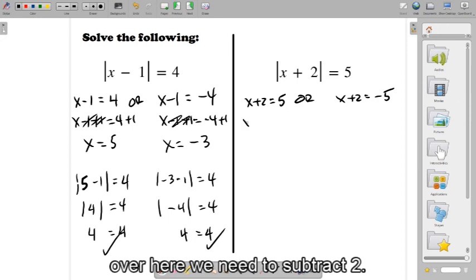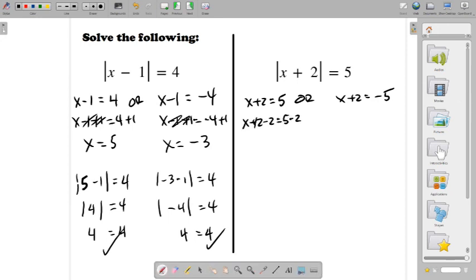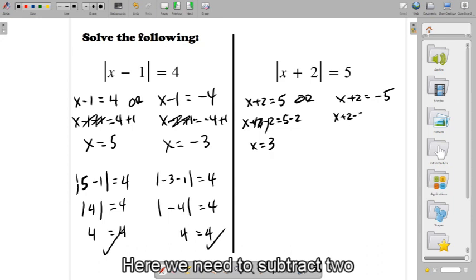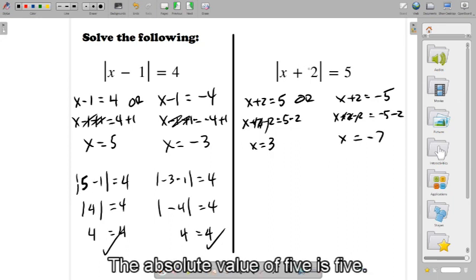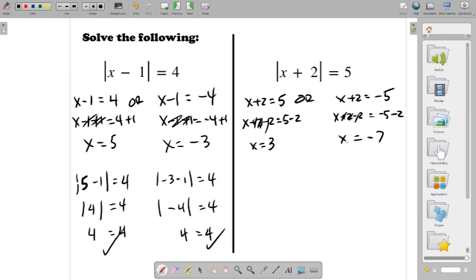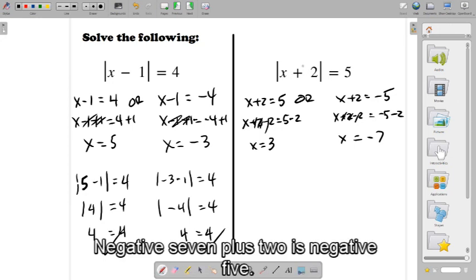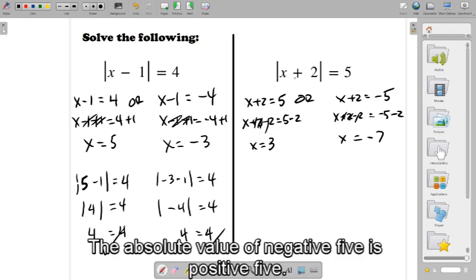So over here we need to subtract 2. 5 minus 2 is 3. Here we need to subtract 2. X equals -7. 3 plus 2 is 5. The absolute value of 5 is 5. -7 plus 2 is -5. The absolute value of -5 is +5.